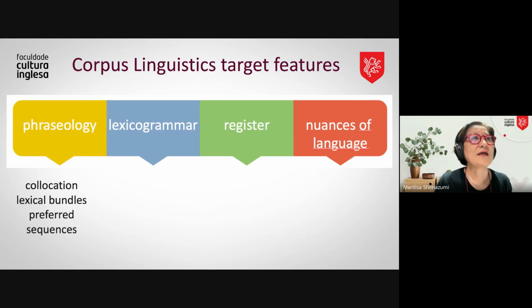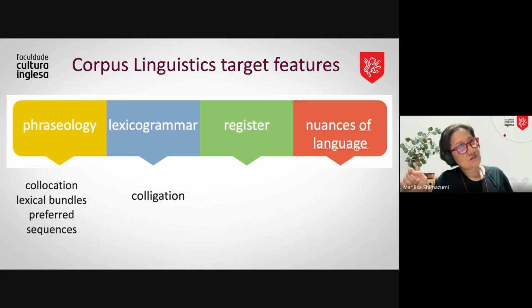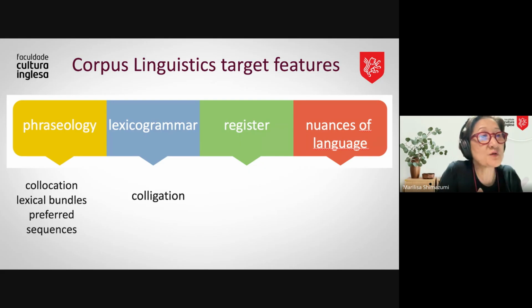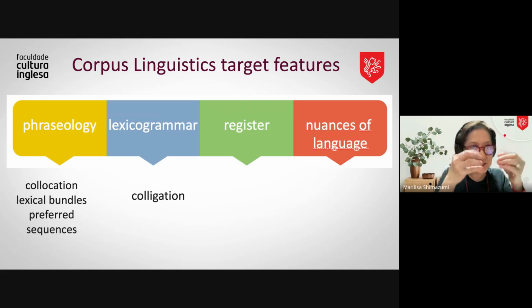When we talk about lexical grammar, you can talk about colligation. Colligation is different from collocation. In collocation, we are looking at language from a semantic point of view, meaning restrictions. We work with words. In colligation, we are looking at groupings of words that connect because of some grammatical restrictions.